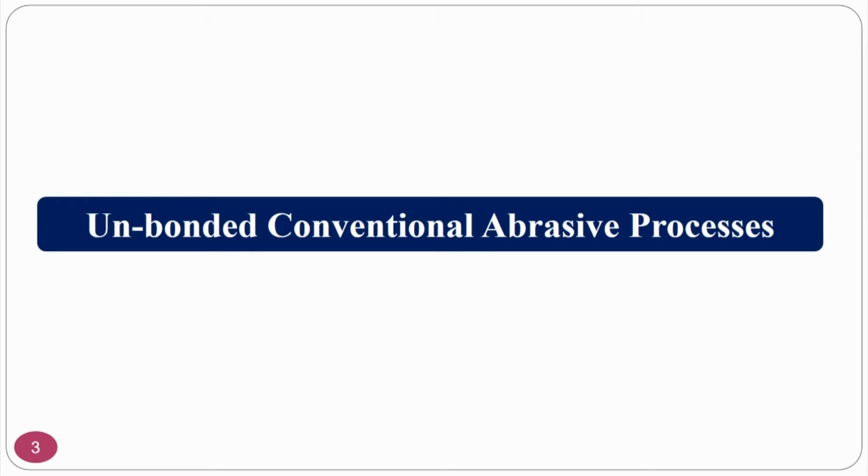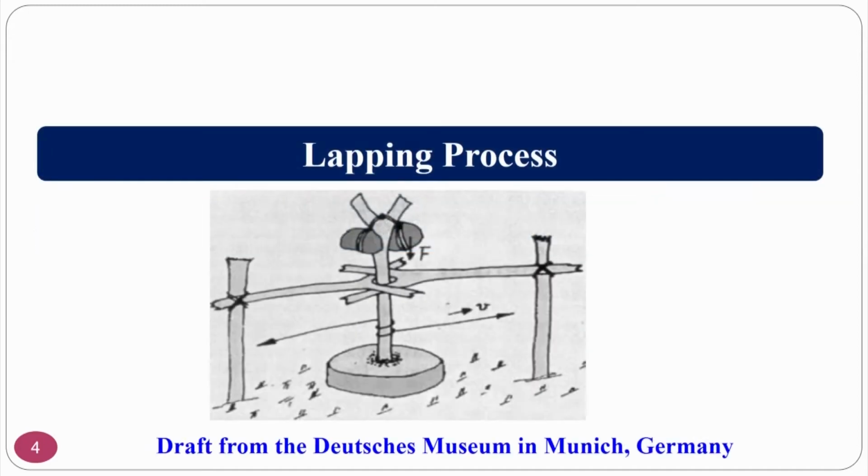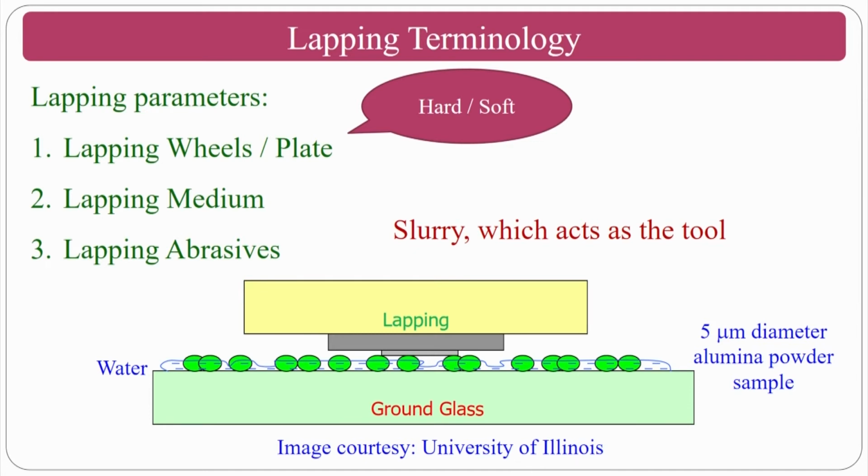So, the first thing is the unbonded conventional abrasive finishing processes, wherein the first process is the lapping process. In the lapping process, the parameters are the lapping wheels or plates, at the same time the lapping medium and the abrasives used in the lapping process. If you want to finish any particular sample or workpiece, you will have a lap, that is a plate, wherein you have abrasive particles, a carrying medium and all those things. So we will see what this lapping process is.